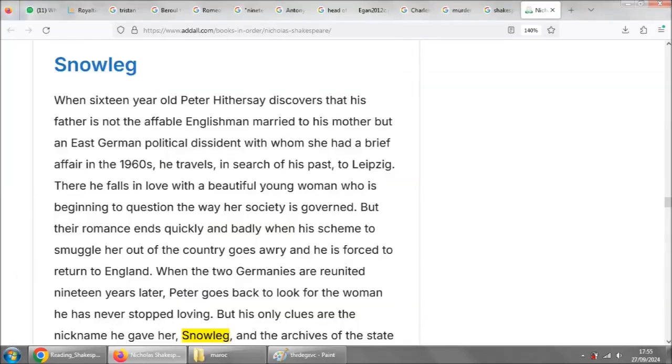What do we know about this book? He writes Snowleg. But their romance ends quickly and badly when his scheme to smuggle her out of the country goes awry and he is forced to return to England. When the two Germanys are reunited, 19 years later, Peter goes back to look for the woman he has never stopped loving. How many years later did he go back? I'm sure you're making a mistake here. It's 19 years later.